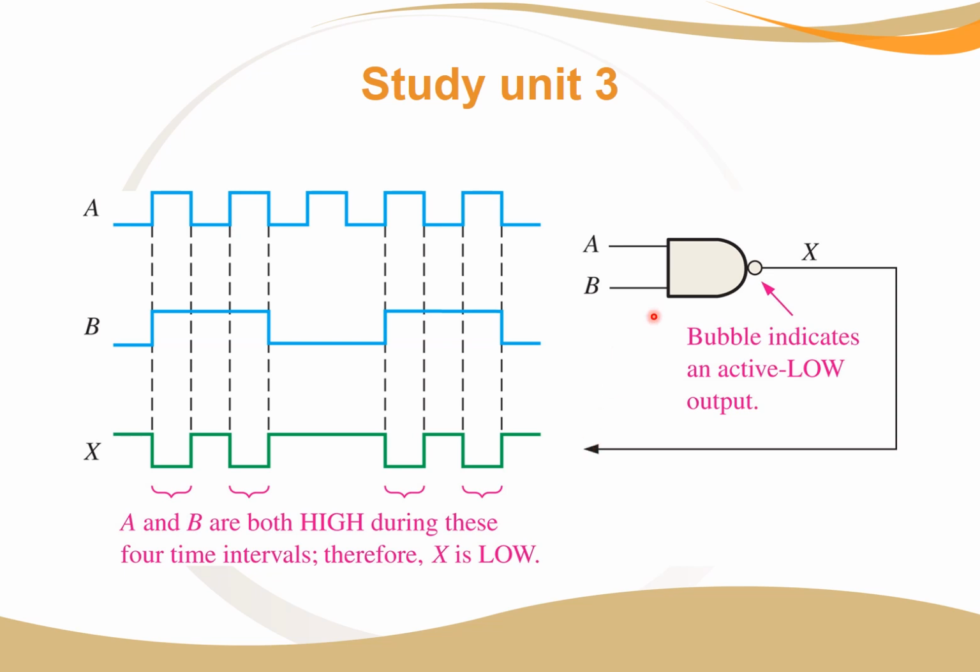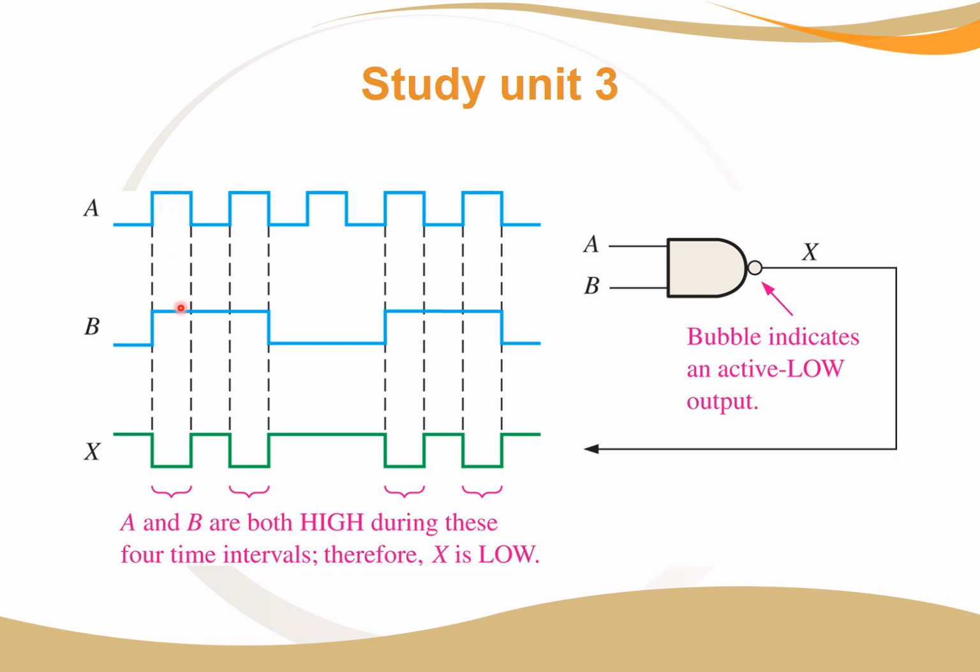Here we have the timing diagram, and please pay attention, this is a NAND gate. So there's an AND gate with a little bubble. That bubble at the end makes it a NAND gate. It's the same with the timing diagrams. For both of these, for these intervals, X is low. So just go through the timing and then compare.